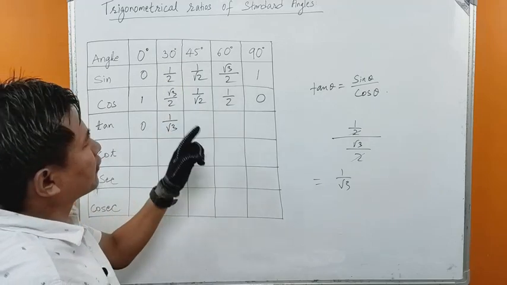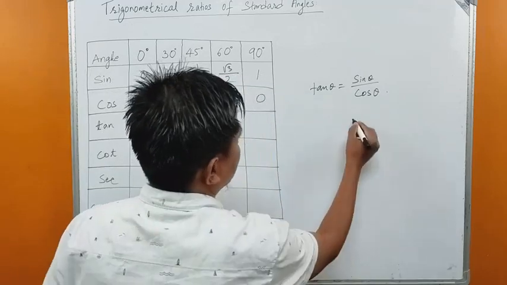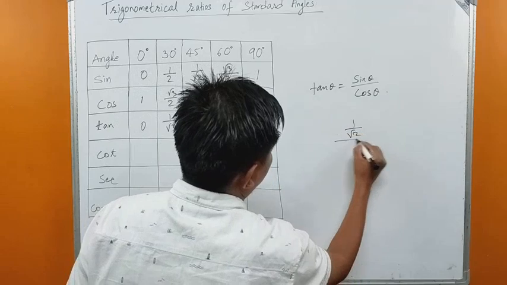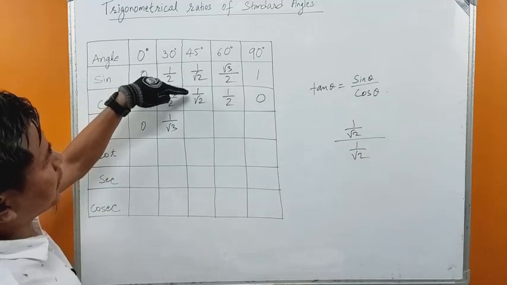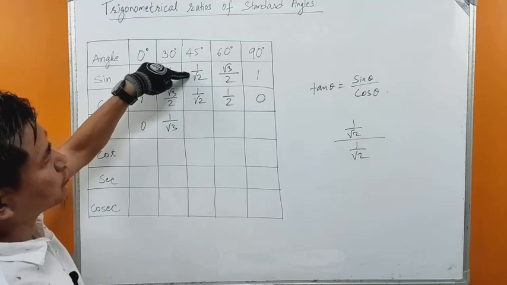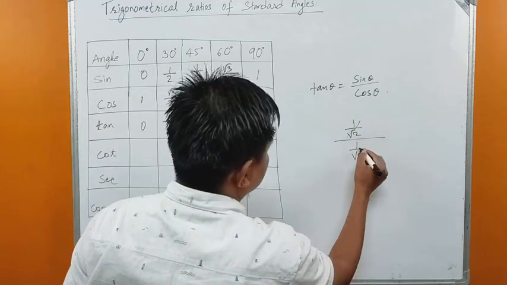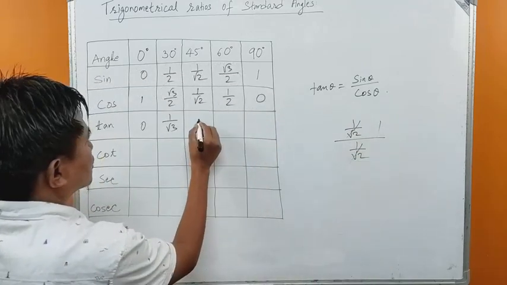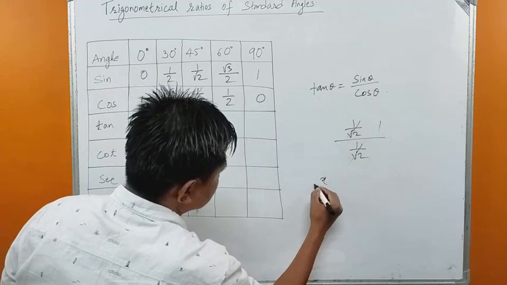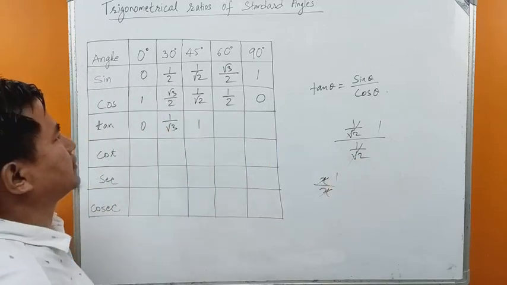What is the value of tan 45 degree? Sine 45 by cos 45. Sine 45 is 1 upon root 2, cos 45 is 1 upon root 2. So 1 upon root 2 by 1 upon root 2. So we cancel this, isn't it? 1 upon 1 means 1. So this is 1. X divided by x is 1, isn't it? 2 by 2 is 1.